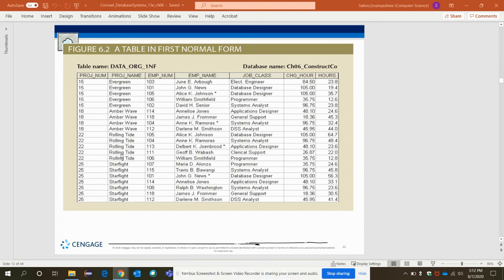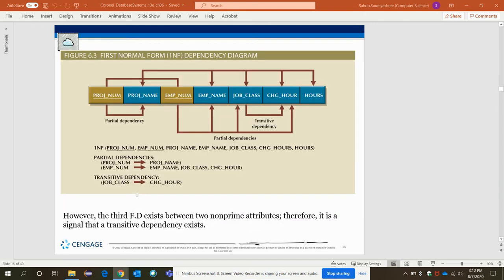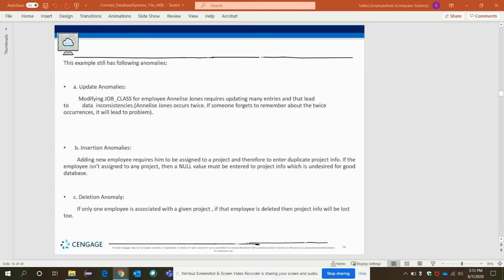Now deletion anomaly. Let's say here all of our employees have duplicate data, so I cannot take any of the examples. So let's say only one employee is associated with a given project, and if that employee is deleted from the database or table, then the project info, which is associated only with that employee, is lost. So these are three different types of anomalies that may occur in a table.